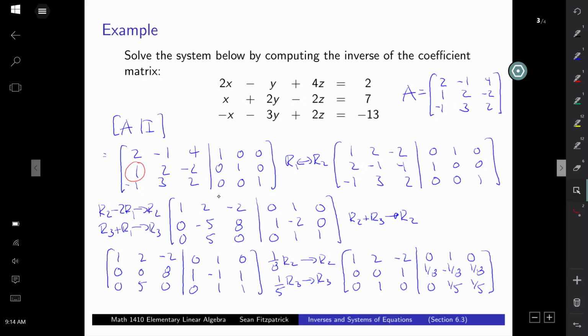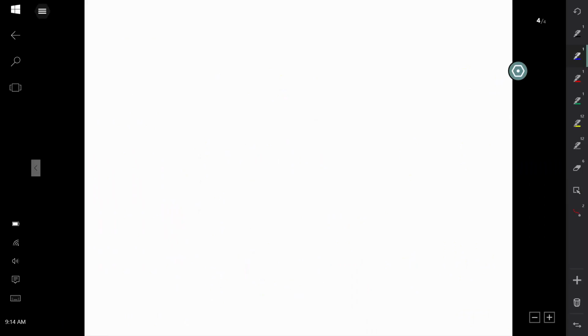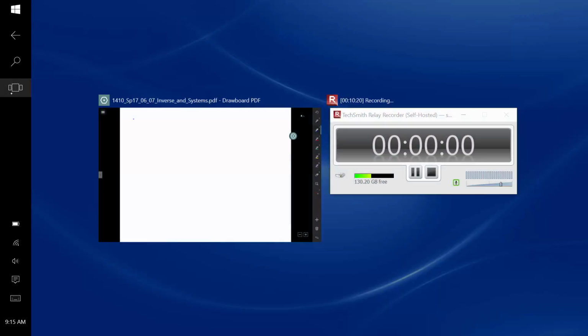1, 2, minus 2. Unless I have an option. No, the limitations of the pen. Okay. Oh, interesting. My pen has stopped responding. Well, the pen hasn't stopped. The program has stopped responding.